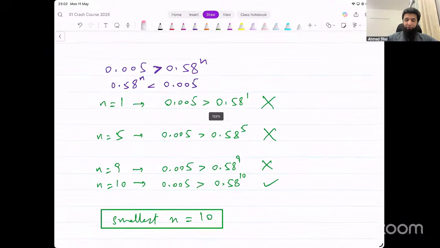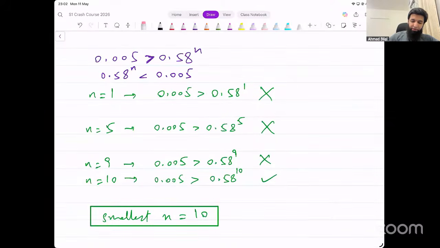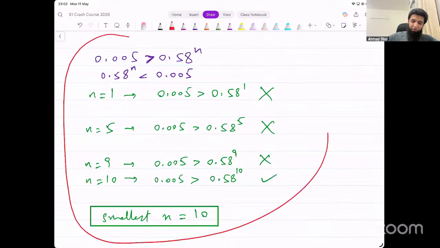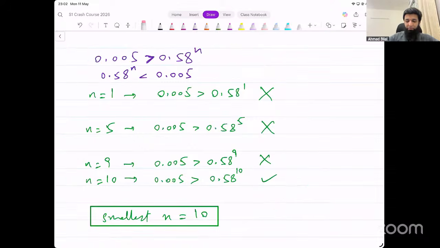Okay, so this is the alternative for AS students. If you don't want to use logs, use trial and error like this. But make sure to show some working for that. That's important.